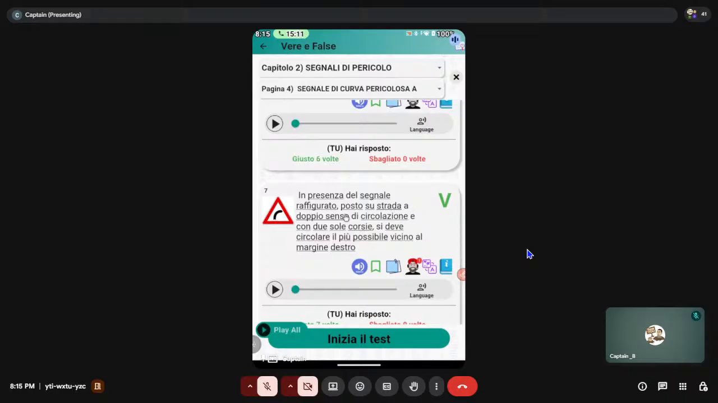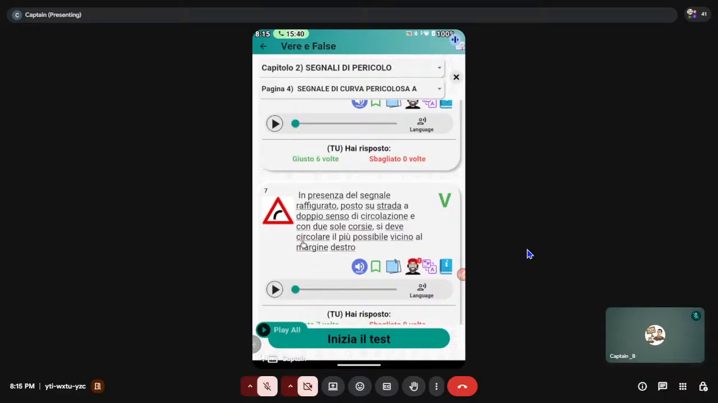A doppio senso. So if the sign is found on a road that is two-way circulation, doppio senso here means two-way circulation. Now doppio senso is saying that one car is coming, another one is going. That's doppio senso. Di circolazione, which is the circulation, con due sole corsie. Now, it's two-way circulation, okay? And in this two-way circulation, there are only 2 lanes, meaning 1 lane to go, the other one to come, okay?